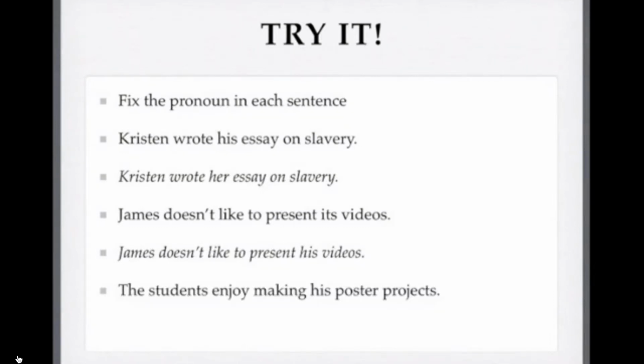The students enjoy making his poster projects. Try it, please. Okay, the pronoun is his. The antecedent is students. Let's try the first rule. Students is plural. His is singular. So we need to fix it to make sure that his is transformed into plural. The students enjoy making their poster projects.